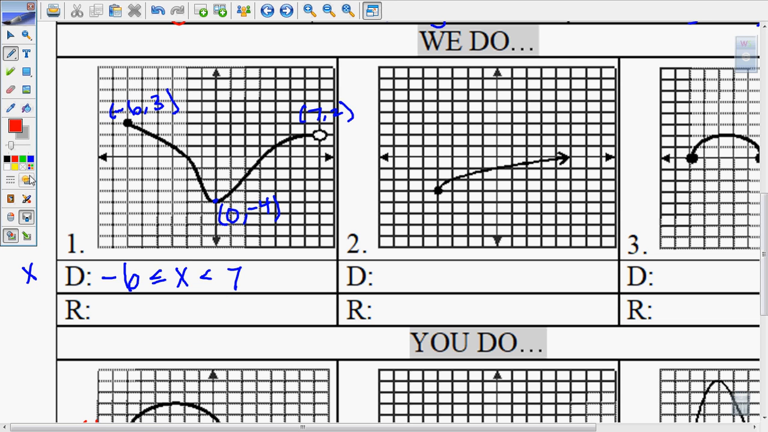Alright, so let's talk about our range. Range is from bottom to top, and we're describing our y value. So what is my lowest y value? It's -4, that's the lowest point of our graph. And is -4 included or not included? So it would be -4 less than or equal to y. And what is my highest y value? 3. Is 3 included or not included? Included. So less than or equal to 3.